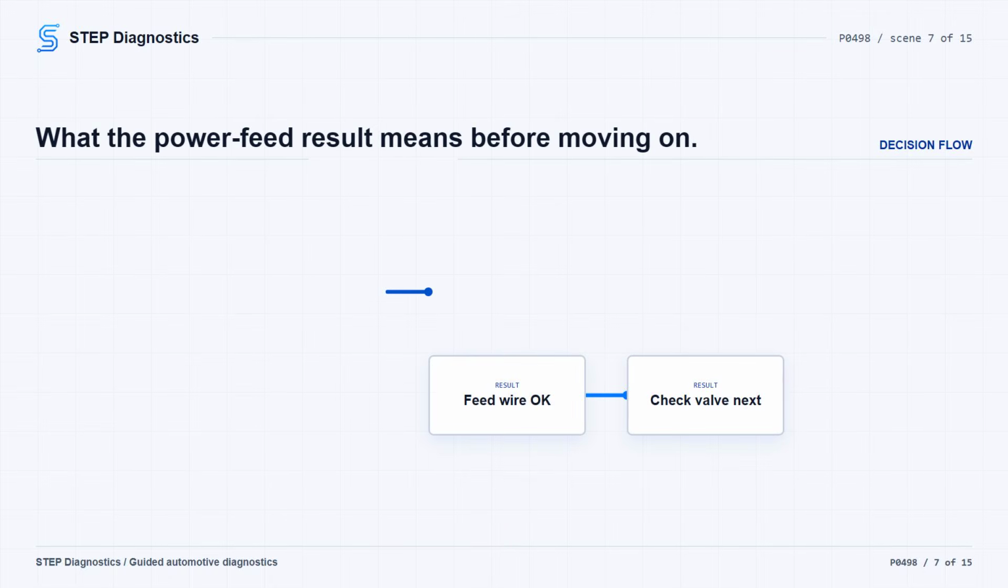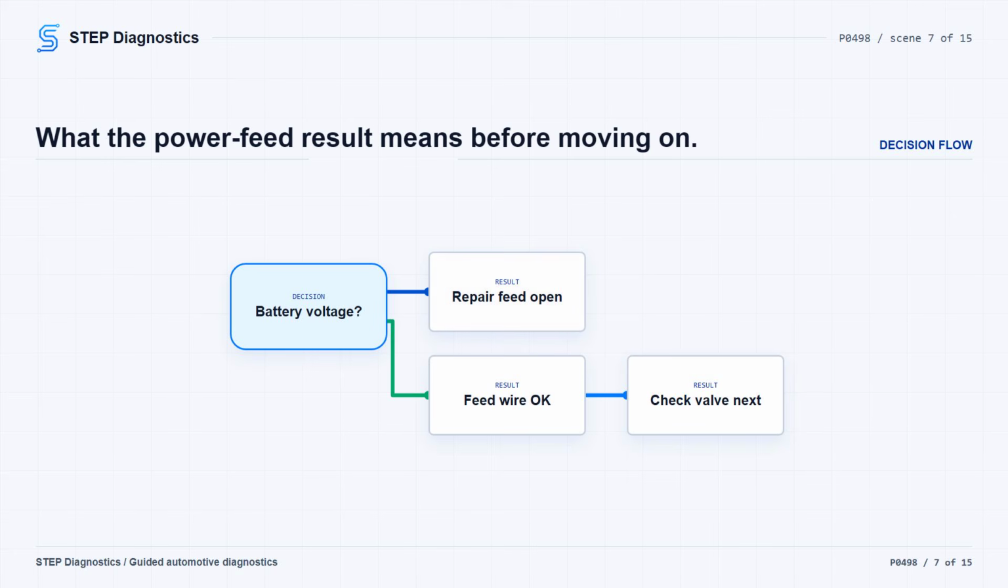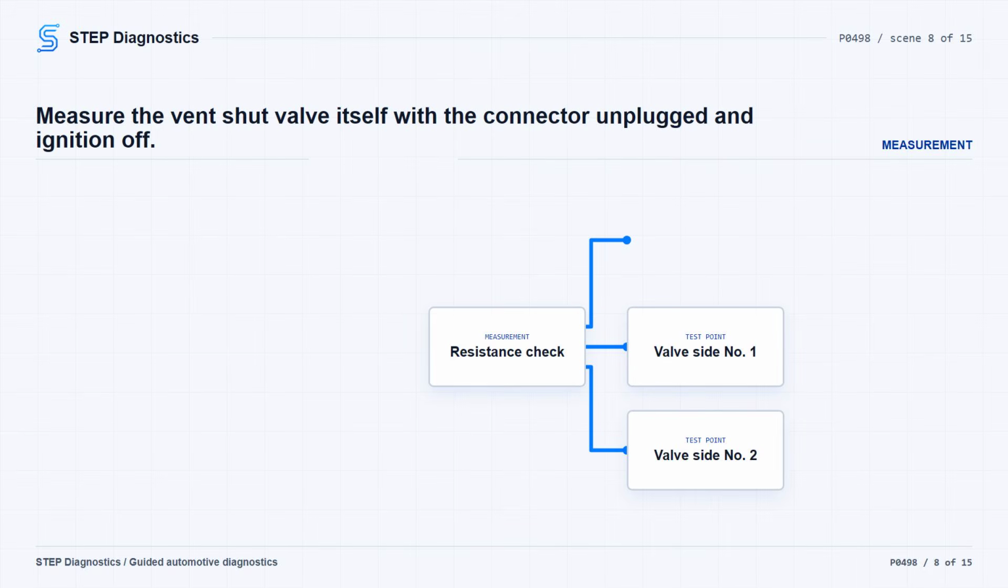If battery voltage is present, the PHI-SUB-RLY-OUT feed is OK, and you move to the valve resistance check. If battery voltage is not present, repair the open in the PHI-SUB-RLY-OUT wire between the EVAP canister vent shut valve and the PCM-side subrelay. Now turn the ignition OFF again.